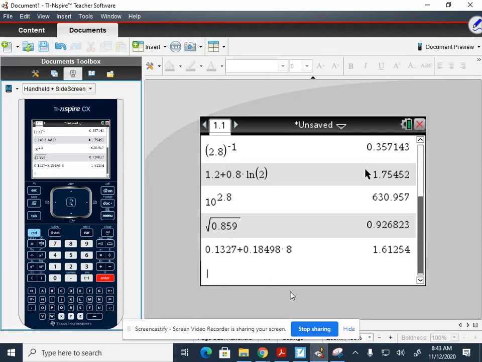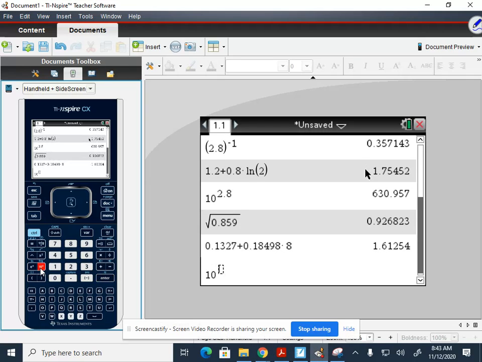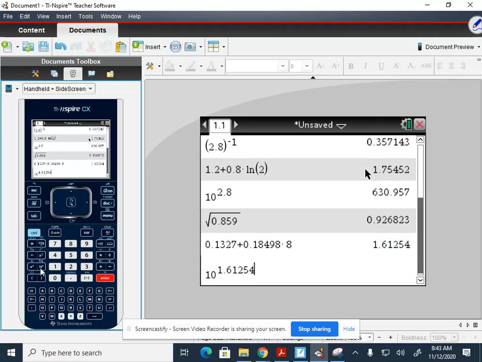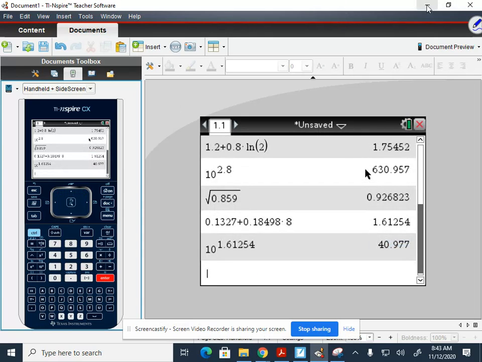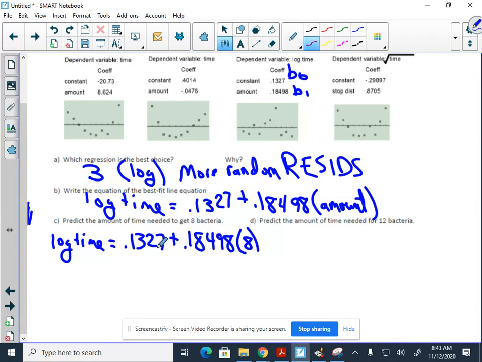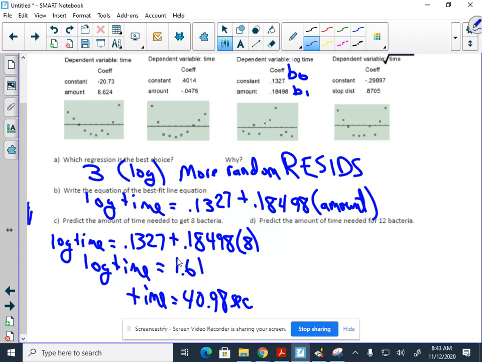Once you put that in, you get 1.61. Remember, the opposite of a log then is 10 to that power. So if you raise 10 to that power, we should get 40.98. Assuming these are something like seconds or something.